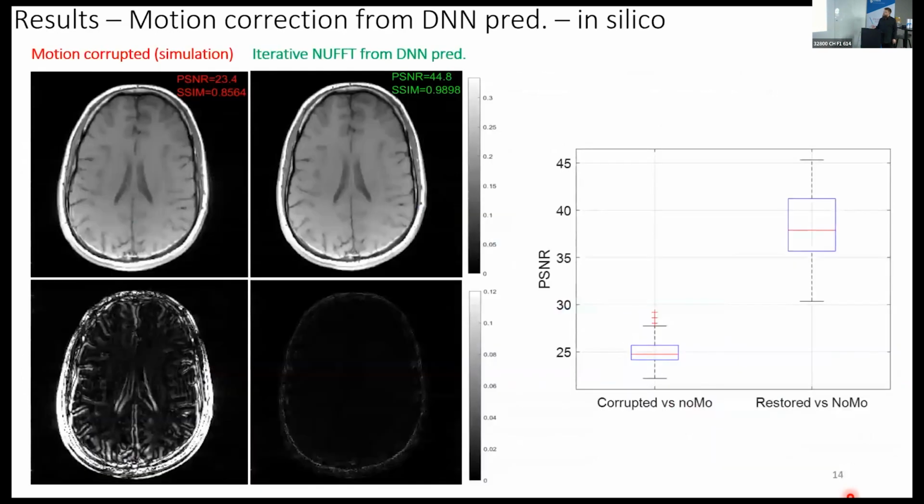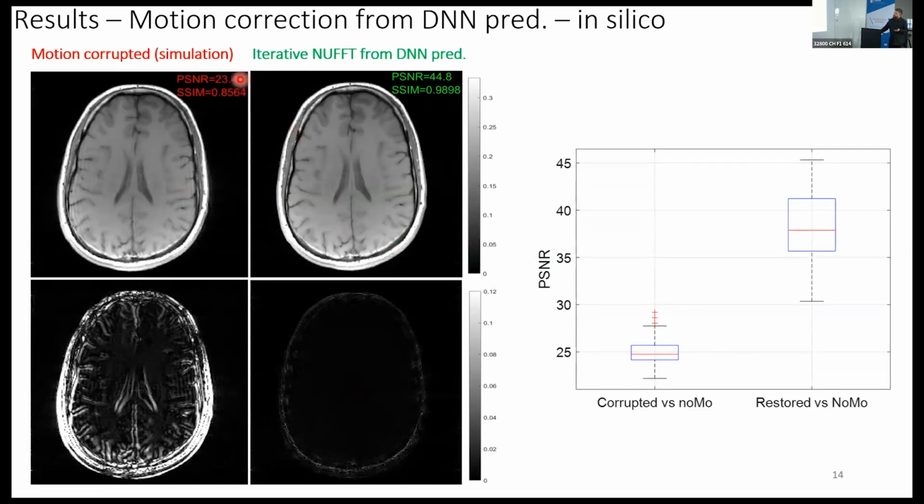As for the results for the simulation, these are simulated. This is a simulated slice. We have a motion-free reference on which we applied the rigid body simulation, and here's the corrected. After the neural network predicted the motion parameters, we applied the NUFT and obtained this result, where almost all the artifacts are removed.